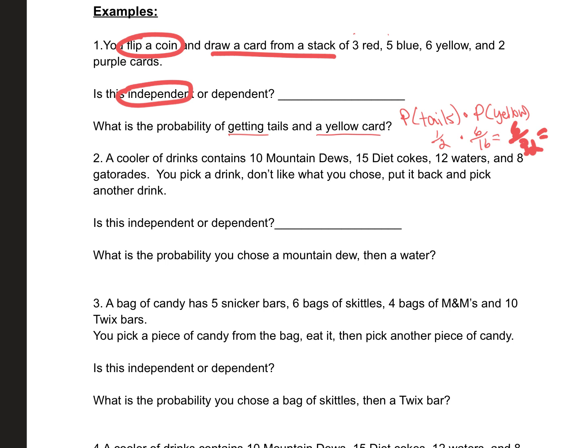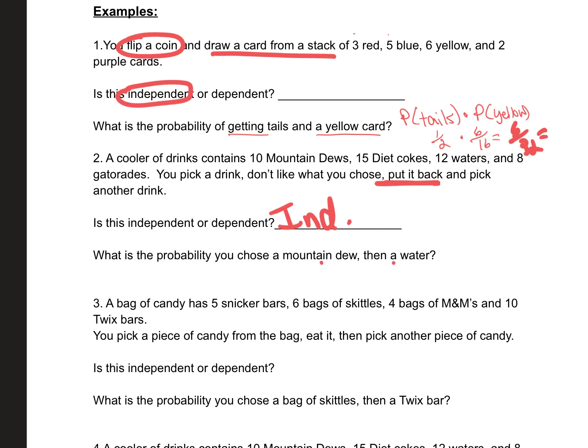A cooler of drinks contains 10 Mountain Dews, 15 Diet Cokes, 12 waters, and 8 Gatorades. You pick a drink, don't like it, so you put it back. That's the key word there, you put it back, which means there are the same number of drinks in that cooler the second time as there are the first time, which would make this one independent. Okay? And the probability, we want a Mountain Dew, then a water, okay?